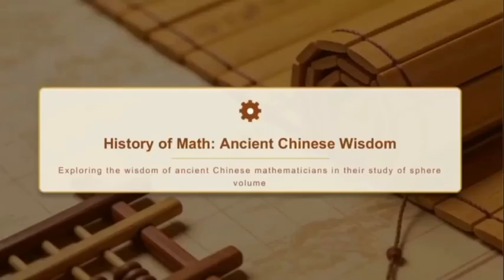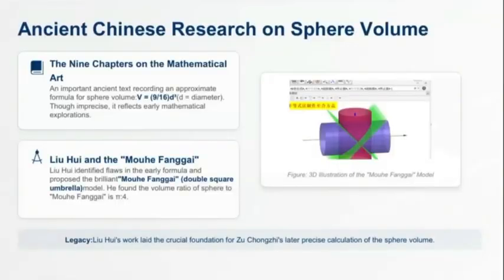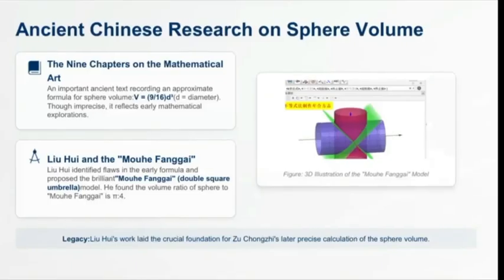Following the previous sharing, I will now take you through the ancient Chinese contributions to the study of sphere volume. First, we look at the Nine Chapters on the Mathematical Art, an ancient Chinese classic. It recorded an approximate formula for sphere volume. Though not precise, it showed early Chinese mathematicians' first attempts to measure curved solids.